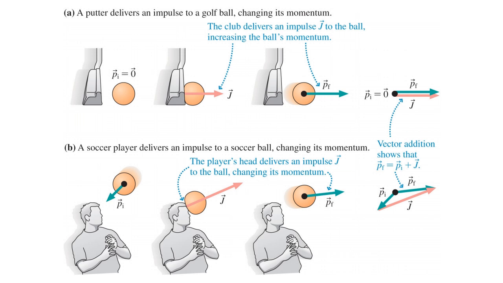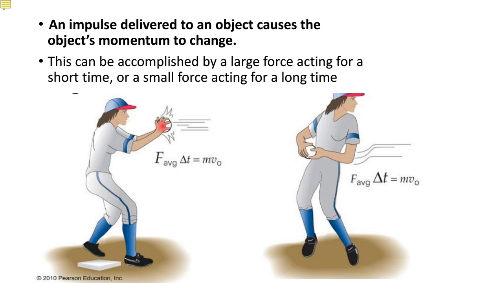In the same way, if you deliver an impulse to a golf ball, the golf ball's momentum can change and it'll fly away. Or if a soccer player has a ball moving towards its head with a certain amount of momentum, as it collides, you can see right here that there is a force being applied over a period of time, and that can cause the momentum of the soccer ball to change. You can do this by applying a large force for a short time or a small force for a long time. This leads us to the idea of why a baseball hurts if you catch it with your hands, but hurts less if you grab it and pull it back with you.